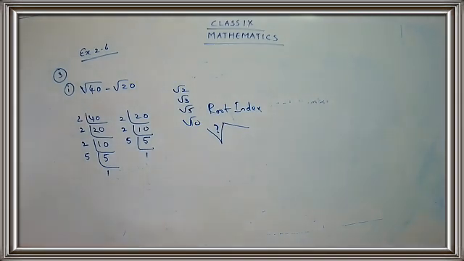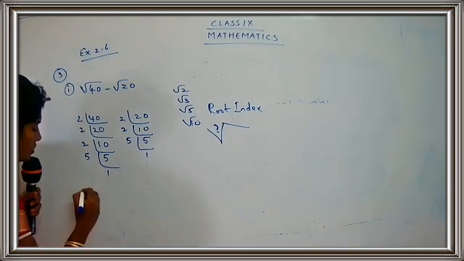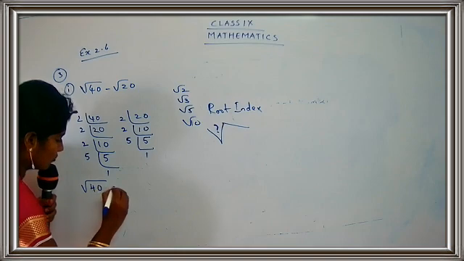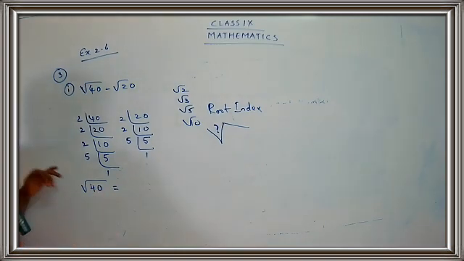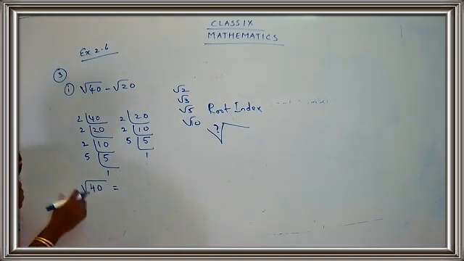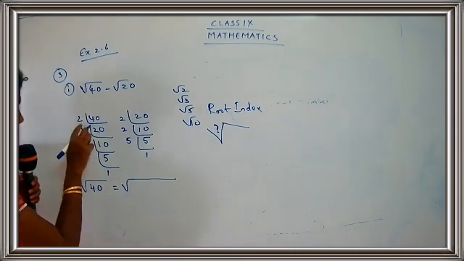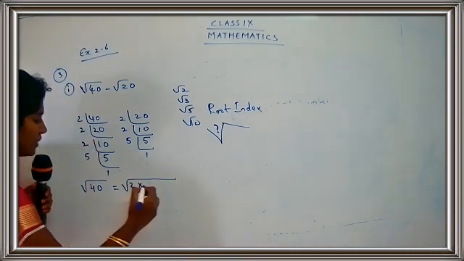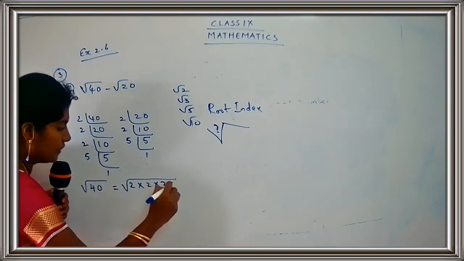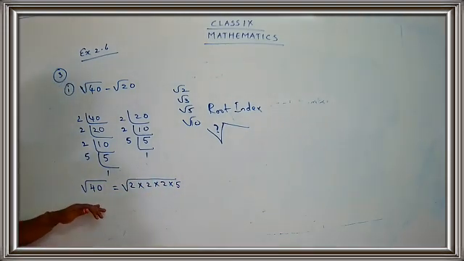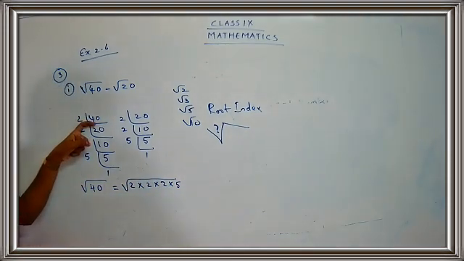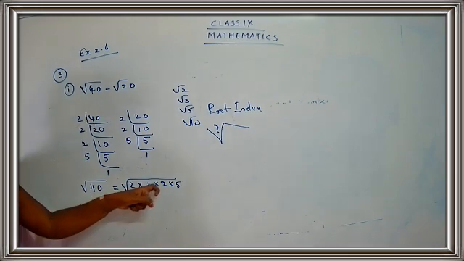So what is the meaning of 2? That means you are going to pair two numbers together, and from two numbers, you're going to take one number outside. Just see here, children. Root 40 is equal to, I'll just write down the steps. If you're thorough with this step, you can just do it directly. So root 40 will be written as 2 into 2 into 2 into 5. Is the step clear to you?